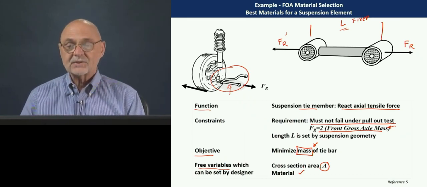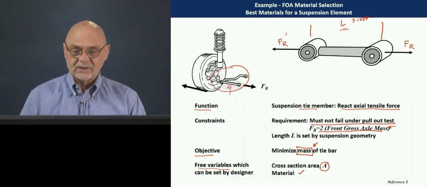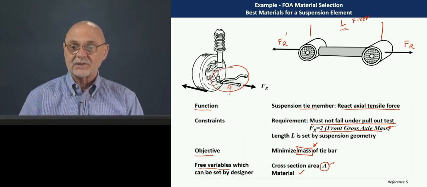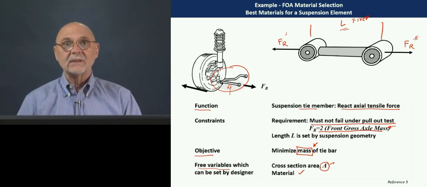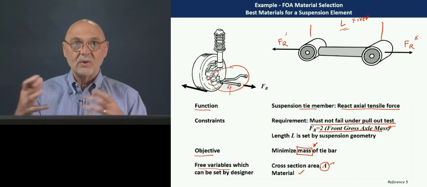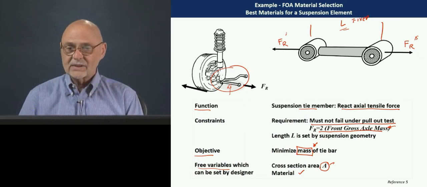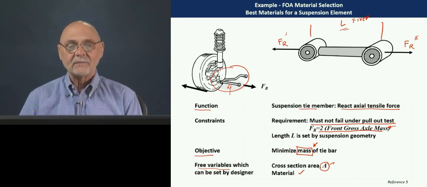One way is just to pick a material and go through the calculations, determine the cross-sectional area necessary to meet the requirement, multiply it by the density, and that would be the mass, and we could just keep doing this for all possible materials, which would be really time-consuming. So instead, we want a quicker way to do that.